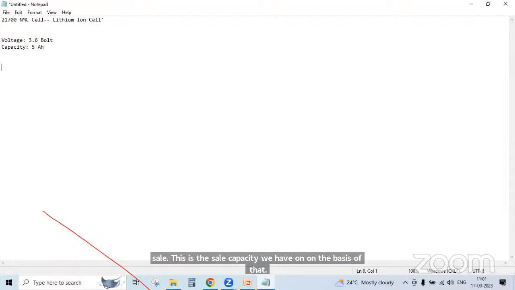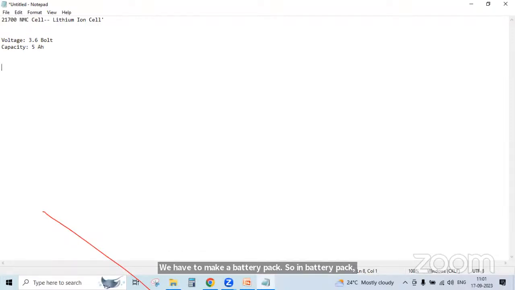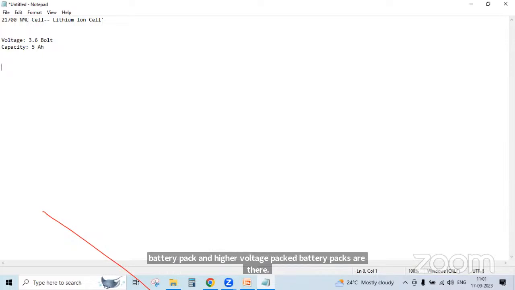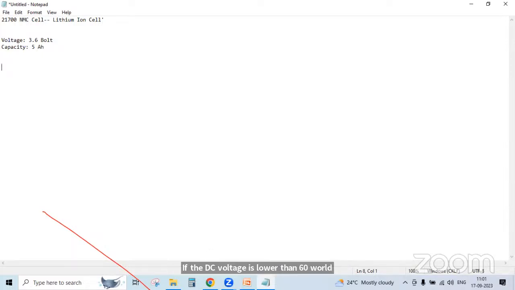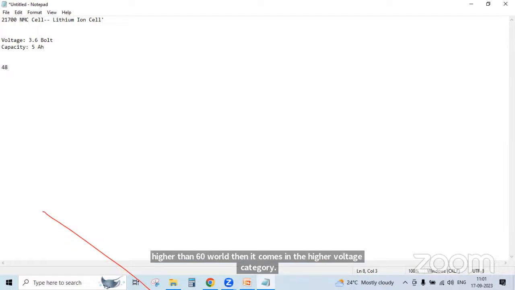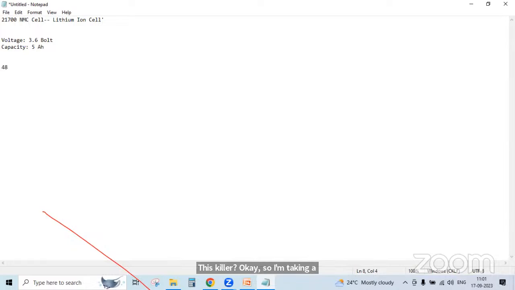In battery packs, different voltage systems are there: lower voltage and higher voltage battery packs. If the DC voltage is lower than 60 volt, it comes in the lower voltage category. If the DC voltage is higher than 60 volt, it comes in the higher voltage category. Clear? Okay, so I'm taking a 48 volt system. I have to make a battery pack of 48 volt, and the capacity should be 2 kilowatt hour. 2 kilowatt hour means 2000 watt hour. Clear?